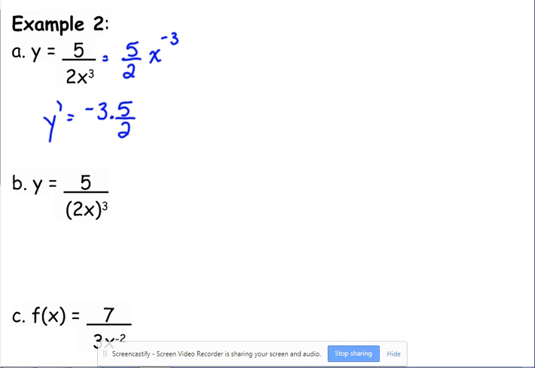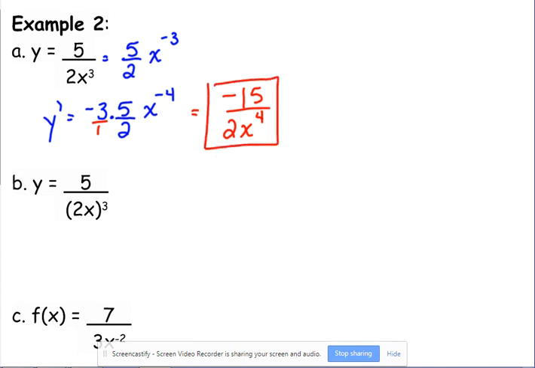Bring down the exponent, multiply by the coefficient in front, subtract 1 from your exponent, and let's simplify. So we've got negative 15 on top, and we've got 2 with an x to the 4th in the bottom. I went ahead and got rid of the negative exponent and moved it to the bottom.